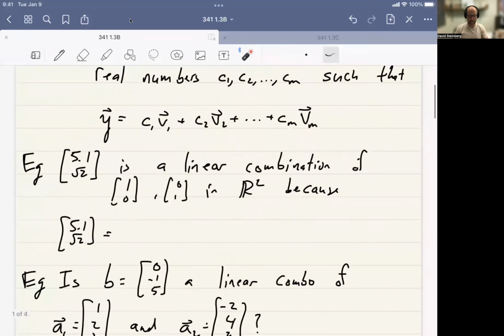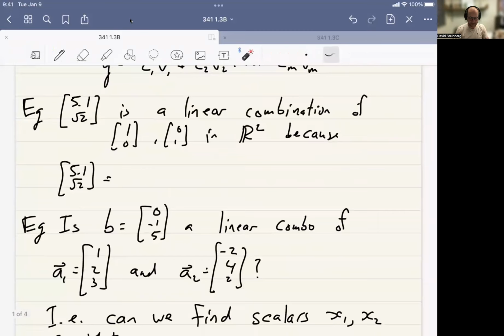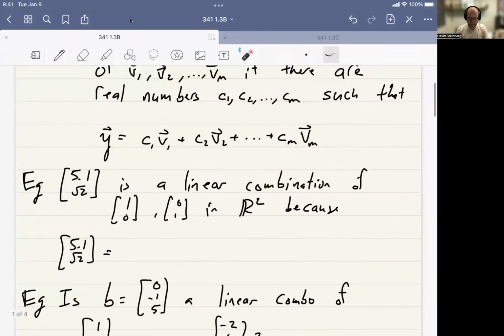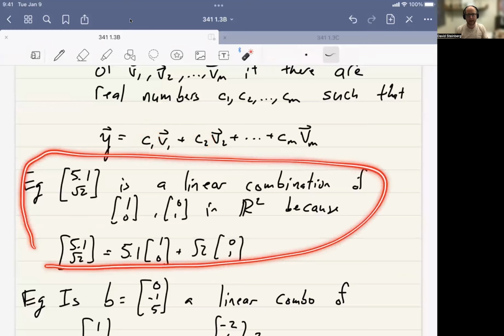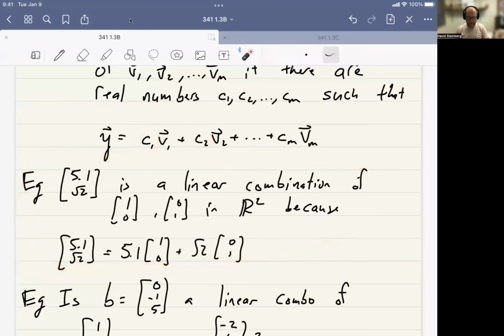So let's give a couple of examples here. I claim that the vector (5.1, root 2) is a linear combination of (1, 0) and (0, 1) in R2. And if that's true, I should be able to tell you what these scalars are. It looks like it should be 5.1 times (1, 0) plus root 2 times (0, 1). This example does not communicate most of the challenge in actually doing this because I picked easy vectors, but hopefully it illustrates a little bit what it means for some vector to be a linear combination of two other vectors.